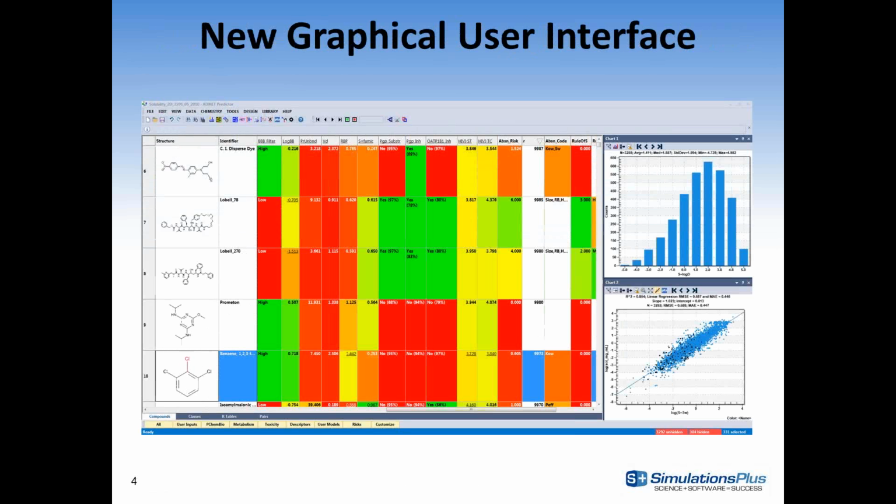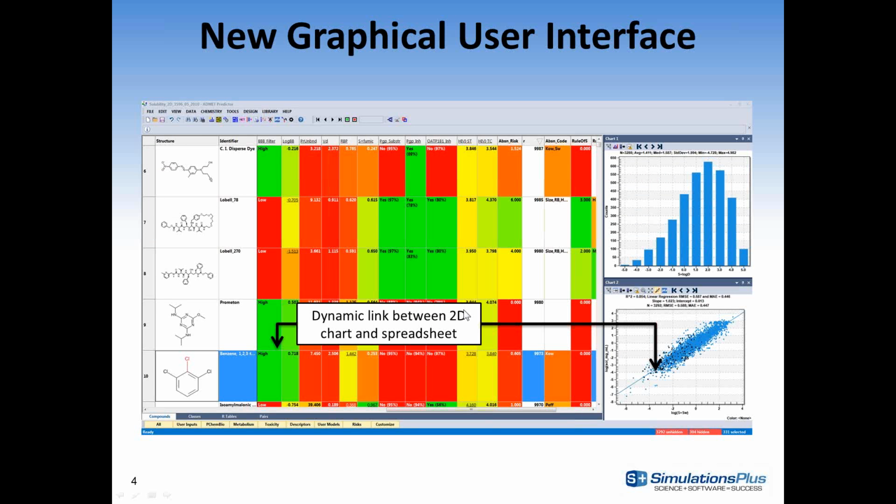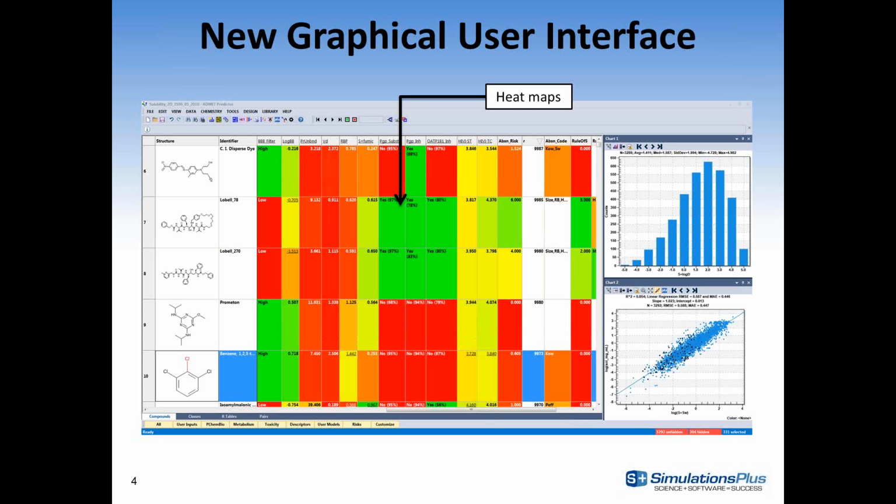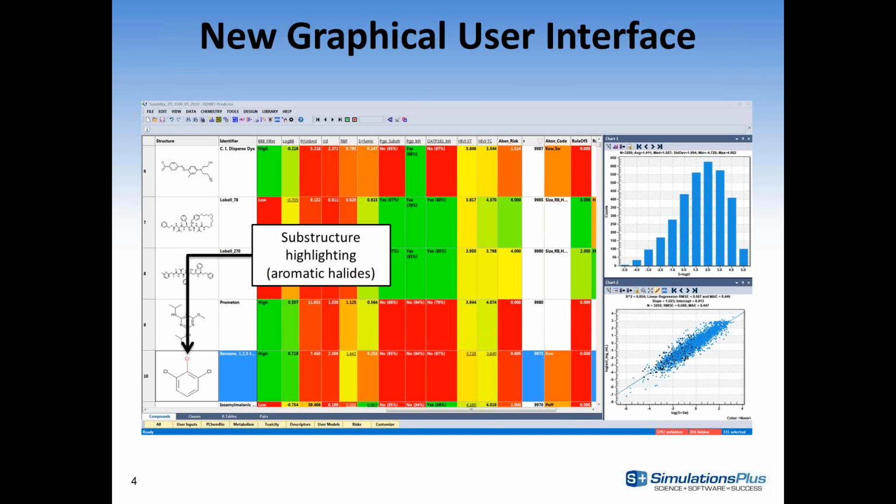So the new graphical user interface is shown here. This is the main spreadsheet. We can create scatter plots. We have a dynamic link between the chart and the spreadsheet so that things that are highlighted in the spreadsheet can be highlighted in the chart and vice versa. We create heat maps. If we do a substructure query, we'll highlight the hits in the data set. So this was just a query on an aromatic carbon connected to a chlorine.